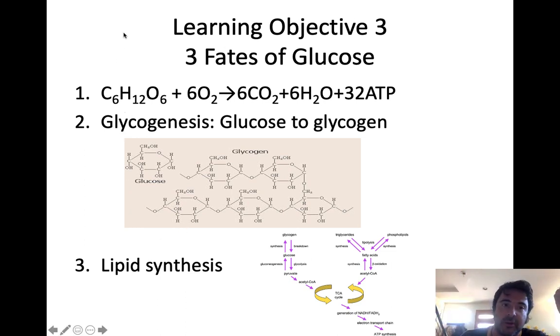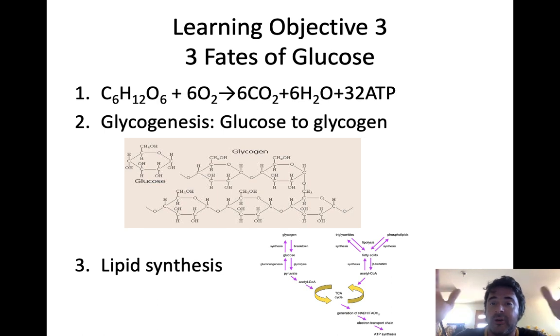Initially, if cells need energy, the moment that glucose enters into a cell, it'll undergo what's called cellular respiration. So we burn glucose at the level of the cell in the presence of oxygen in order to make ATP. The byproducts of that are carbon dioxide and water. This is called cellular respiration. That's the burning of glucose in the presence of oxygen in order to make ATP with CO2 and water as the byproducts. In fact, if you wonder why you breathe, why you inhale in order to get oxygen to fuel this reaction, and you exhale in order to get rid of the byproduct carbon dioxide, right? That's where it's coming from. It's coming from cellular respiration.